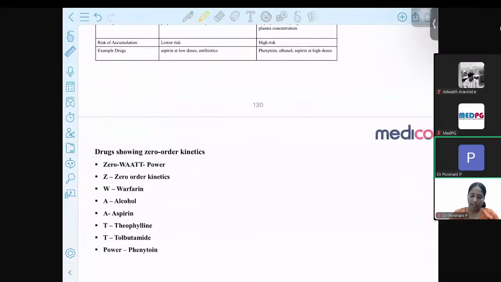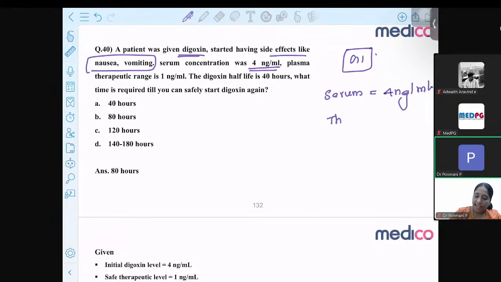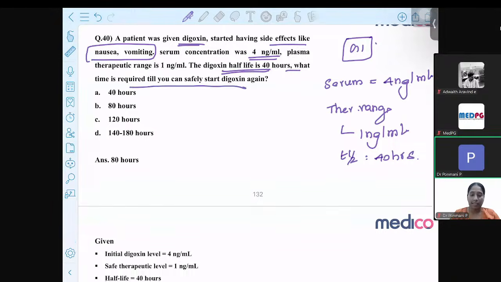Okay. Now moving into the next question. A patient was given digoxin and he started having side effects like nausea and vomiting. We have heard somewhere, the early signs of toxicity are GI symptoms. Now can you correlate? Okay. And the concentration was 4 nanogram per ml. So the serum concentration is how much? It is 4 nanogram per ml. And the therapeutic range they have given, what is it? It is 1 nanogram per ml. And digoxin half-life is what? It is 40 hours. So what they are asking is, what time is required till you can start digoxin safely?